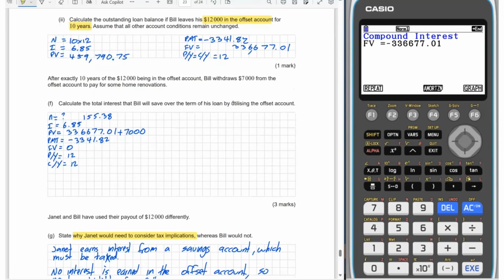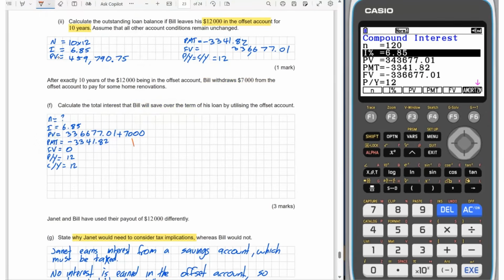Okay, now after that 10 years, Bill was withdrawing $7,000 from his offset to pay for some renos, and we're saying, okay, now calculate the total interest that Bill will save over the term of the loan by using his offset account. So I've kind of pre-filled some stuff here. What I've put in here is the balance that we found above, the 336,677, and then I've added the $7,000 because that's the amount that he's withdrawn from the account.